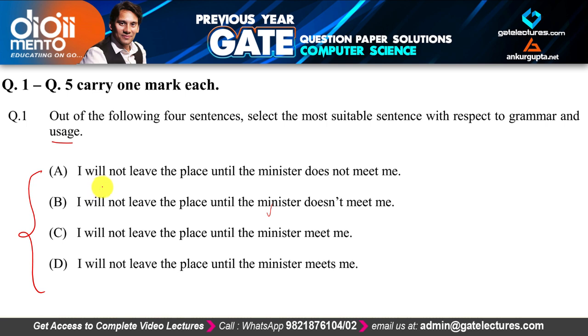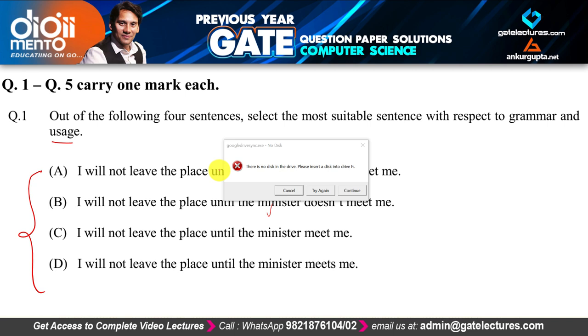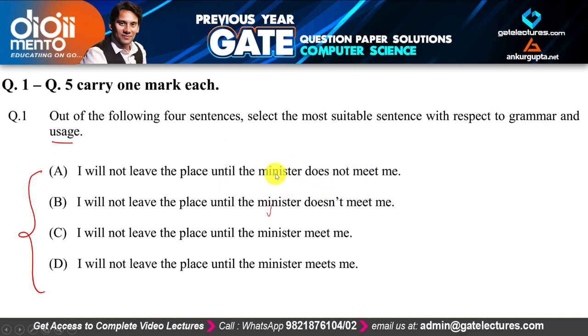So let us read the first sentence. They are saying, I will not leave the place until the minister does not meet me. Now here you can see they've used 2 words specially. One is until, and second is does not meet.